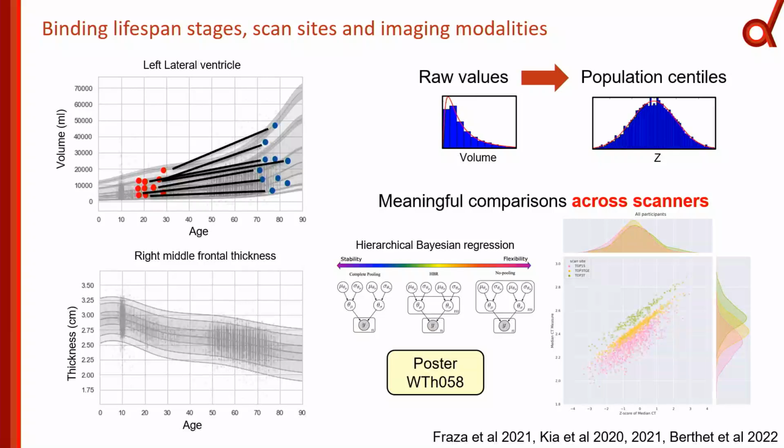So it turns out that we can use normative modeling to play quite a nice trick in this respect. On the left-hand side in this figure, we have the raw data, and you can see quite clearly the site effect, whereas if we take it with respect to expected population centiles, we can make meaningful comparisons across scanners. And this is the topic of Pierre Berthier's poster. You can come and visit him to discuss the details of that. That's built on hierarchical Bayesian regression.